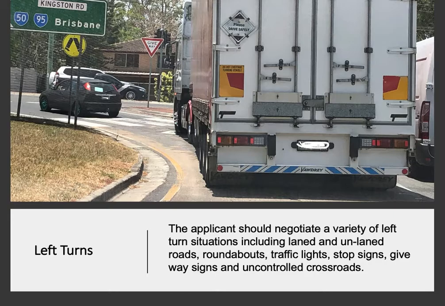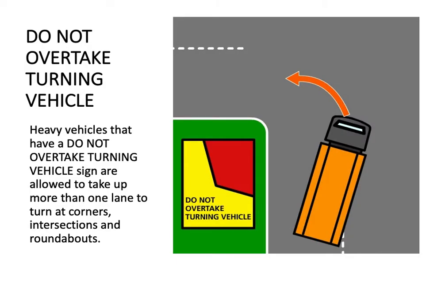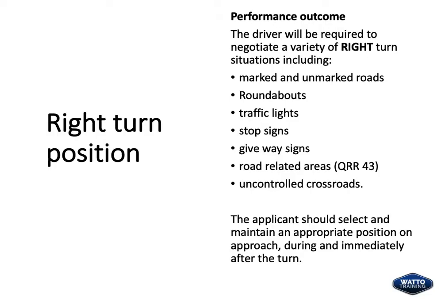Left turns. The applicant should negotiate a variety of left turn situations, including laned and unlaned roads, roundabouts, traffic lights, stop signs, give-way signs, and uncontrolled crossroads. Do not overtake turning vehicle. Heavy vehicles that have a do not overtake turning vehicle sign are allowed to take up more than one lane to turn at corners, intersections, and roundabouts.